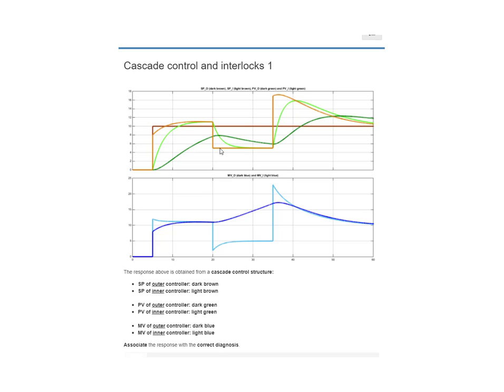So if the interlock strategy is implemented correctly, the outer MV in dark blue should be following the inner PV, right? And this is clearly not the case, and you can see that because of the wrong implementation of the interlocks, the MV is increasing, it's being integrated, so there is integrator wind up.